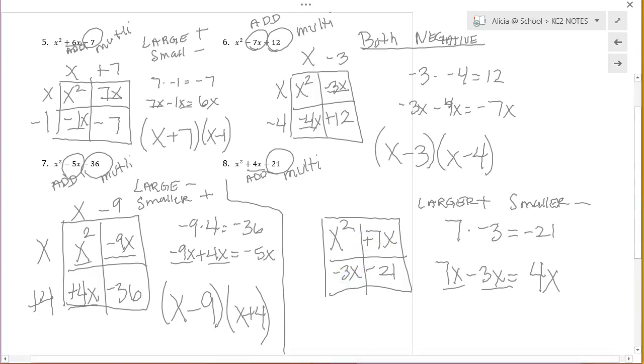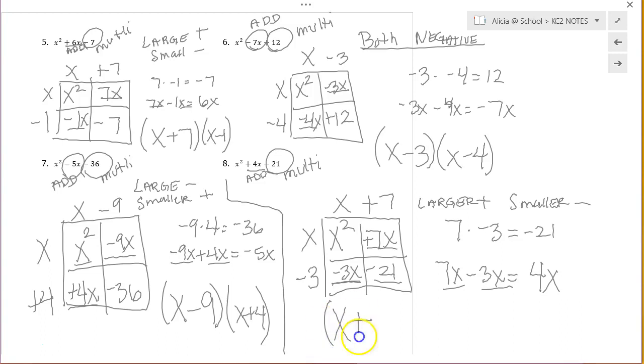Figure out the outside. So x squared is x times x. x times a positive 7 gives me a positive 7x. x times a negative 3. Don't forget that negative because it was a negative 3x inside our Punnett square box. As well as negative 3 times a positive 7 does check out to be a negative 21. So my binomials, my factors, right? x plus 7 times x minus 3 is my final answer.